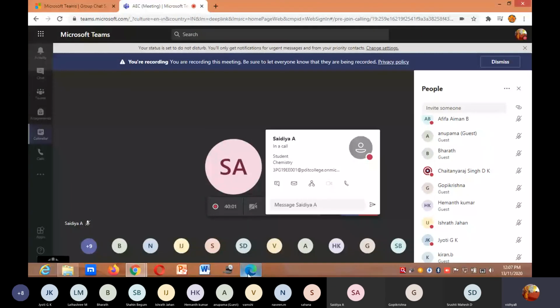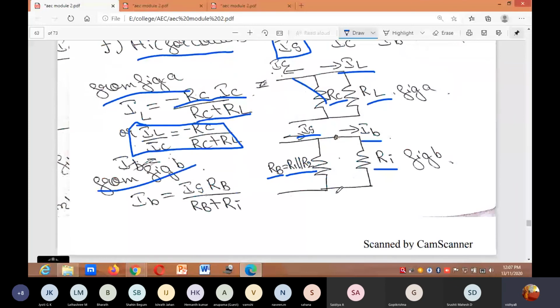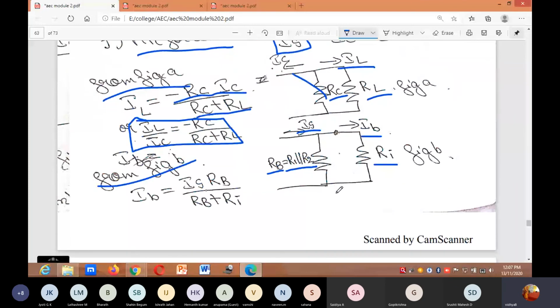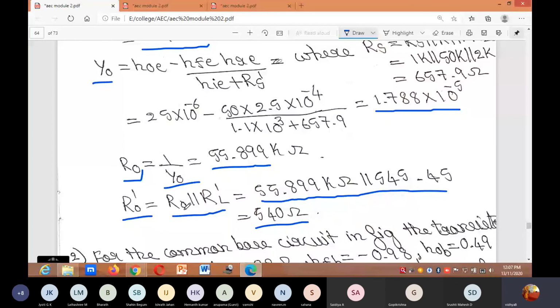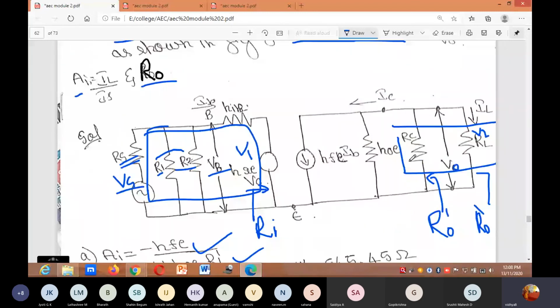This is R naught dash. Output R naught dash is equal to R naught parallel with RL dash. You will get 55.899 kilo ohm. We got the R naught value and the 545.45 RL dash value. If you solve that, you will get 540 ohm. RL dash is nothing but RC parallel with RL.